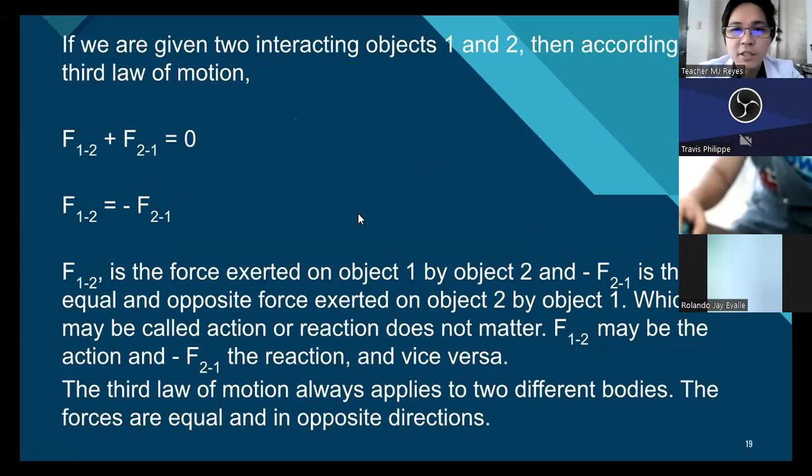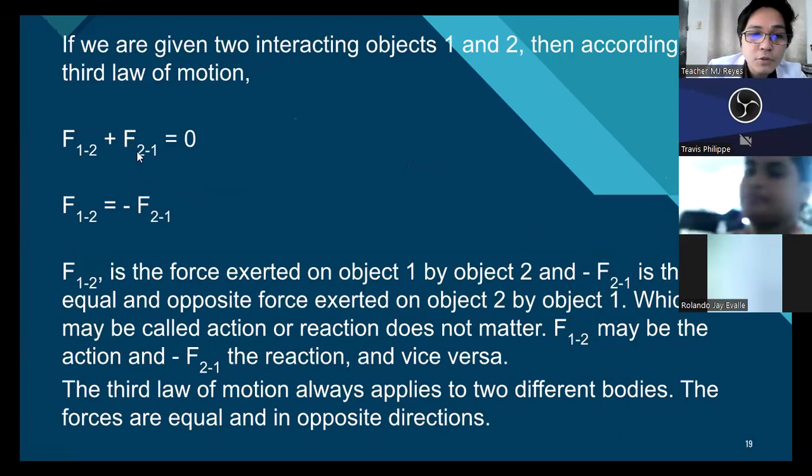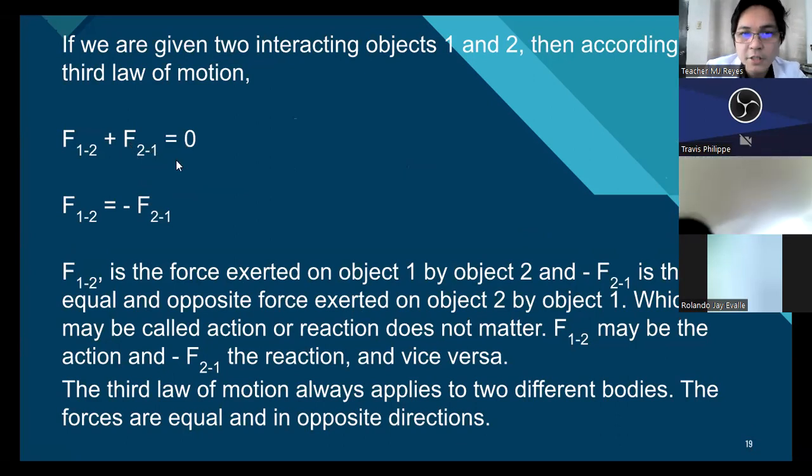If you're given two interacting objects, 1 and 2, then according to the third law of motion by Newton, the law of interaction, the force acting on object 1 from object 2 plus the force acting on object 2 from object 1 is equal to 0.